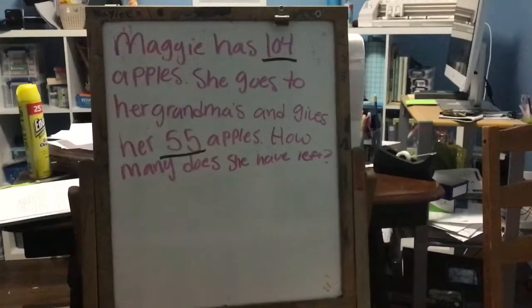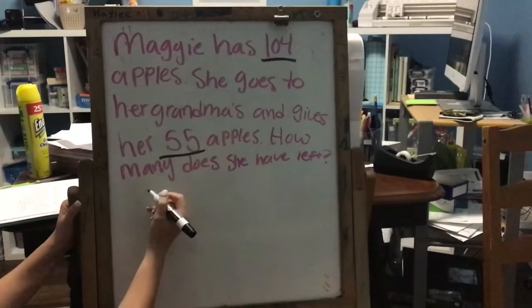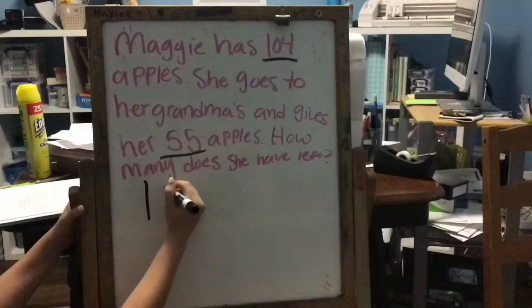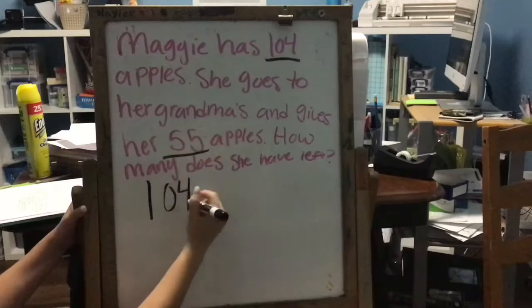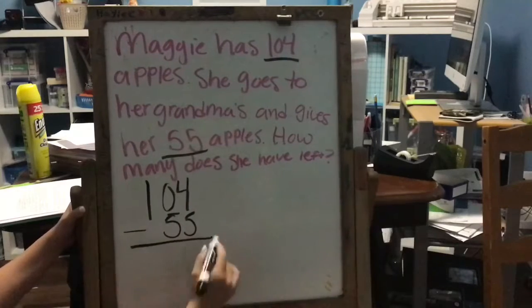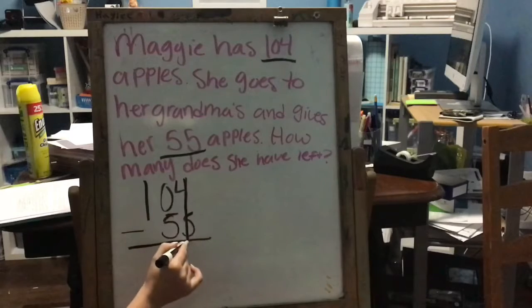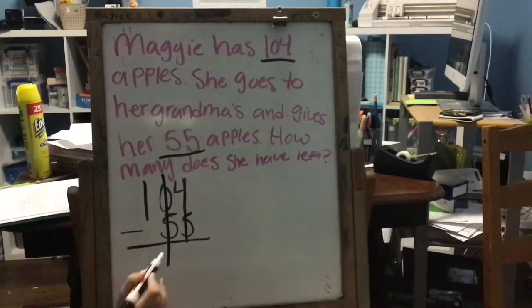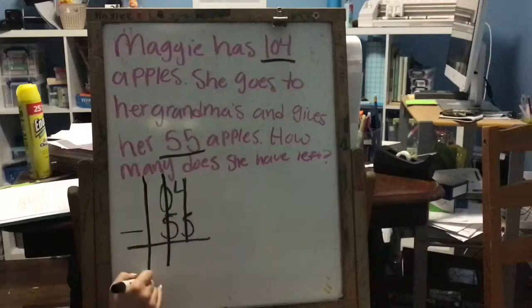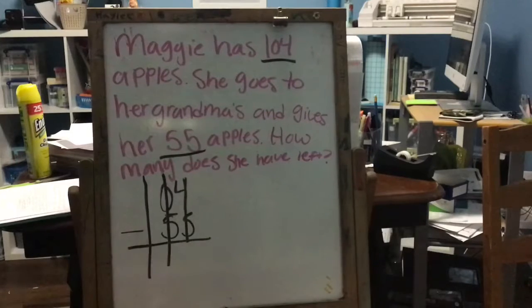So we can start with setting up the problem. It should look a lot like 104 minus 55. We need to make sure that our ones places are lined up straight, and our tens places are lined up straight, and our 100 place is lined up straight. Now we don't have anything here, but it still needs to be lined up straight so we don't get the wrong numbers as our answer.